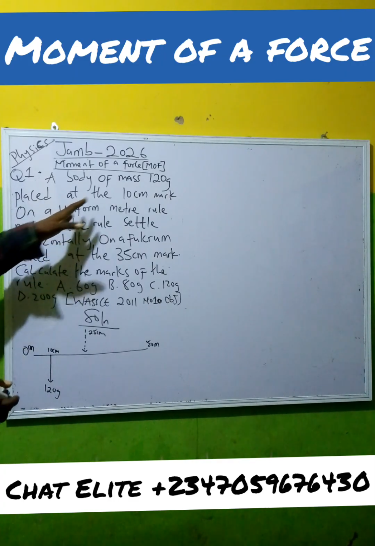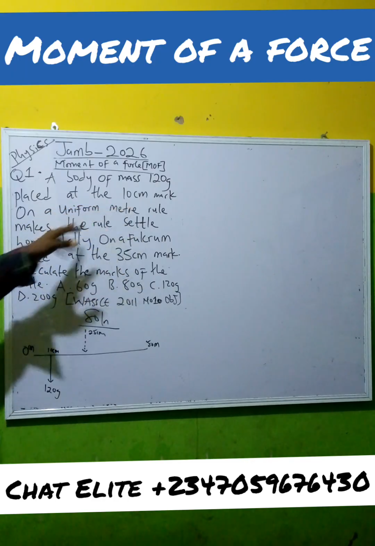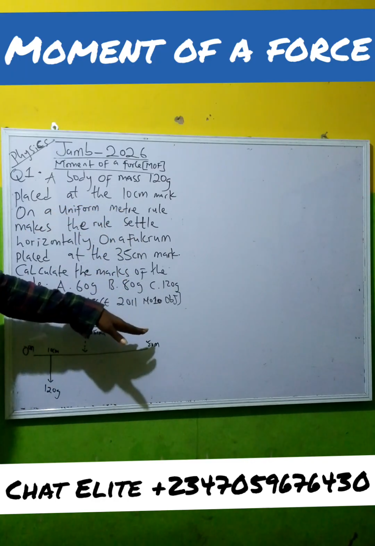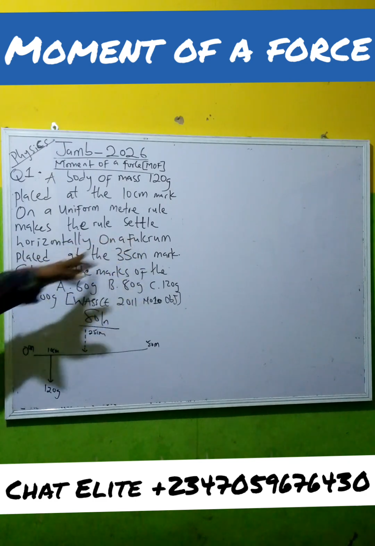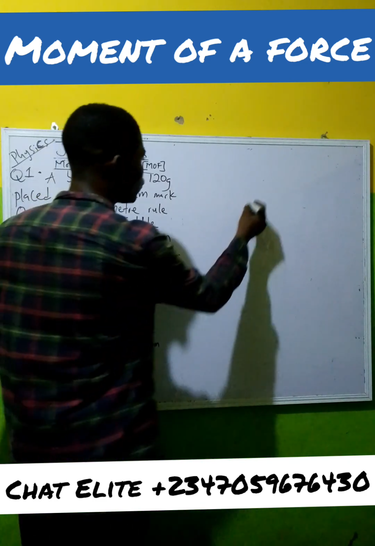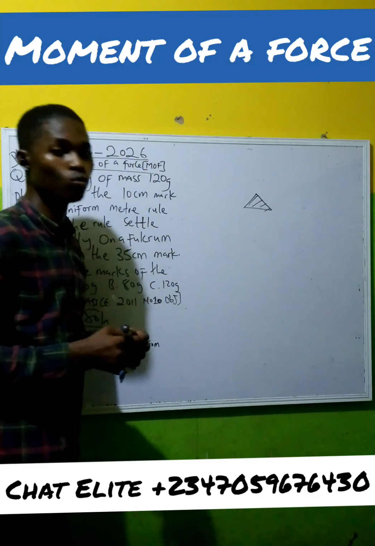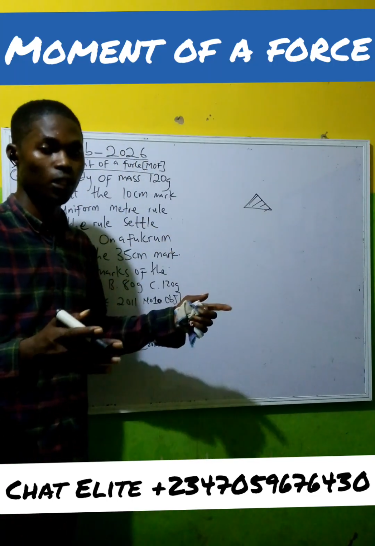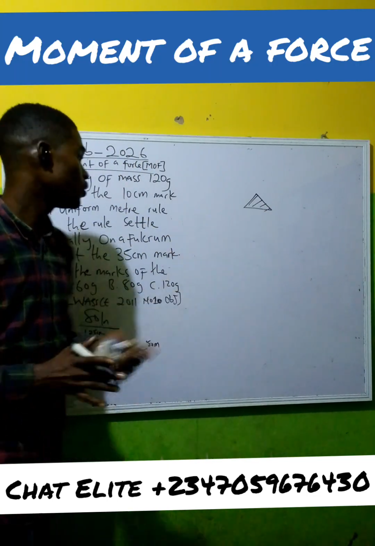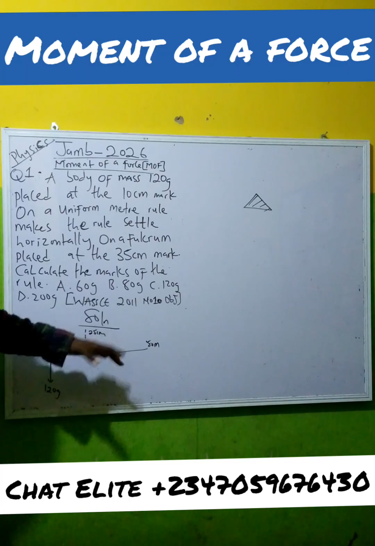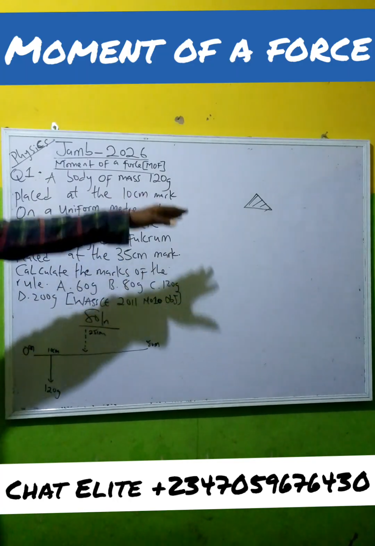The 10 centimeter mark on the uniform meter rule makes the rule settle horizontally. It is actually going to settle horizontally on a fulcrum. What is the fulcrum? This fulcrum is what we also call a pivot. It looks like a wood that you have in your laboratory where you place your ruler. That triangle, that's your fulcrum. So they mean that this ruler, after handling this mass, was placed on a fulcrum at what?